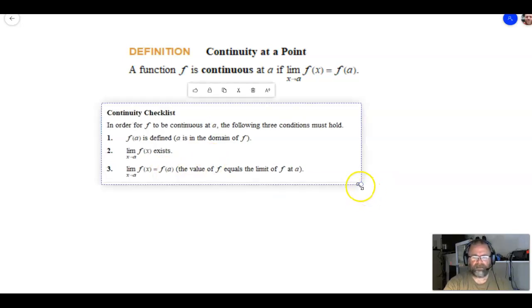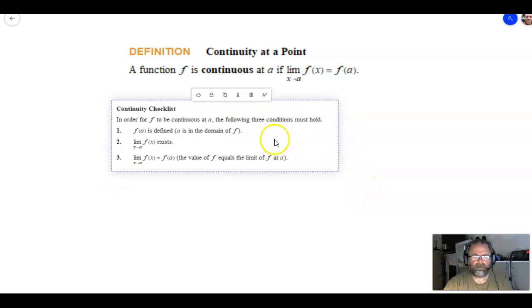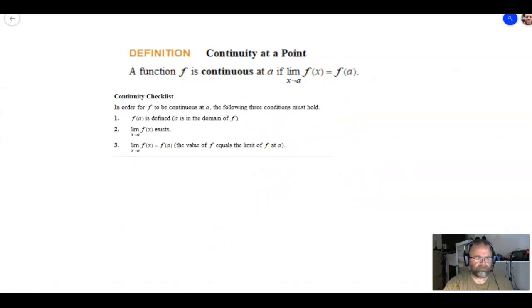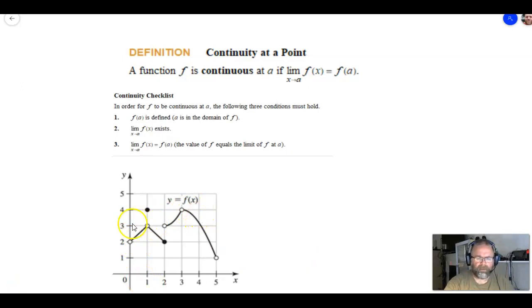So let's go ahead and look at an example here. Looking at this graph, let's find out all the points where it is and is not continuous. Let's start with x equals 0. If we go up to x equals 0, we have a hole there, which means it's not even defined at x equals 0. Therefore, the limit does not exist because of that.